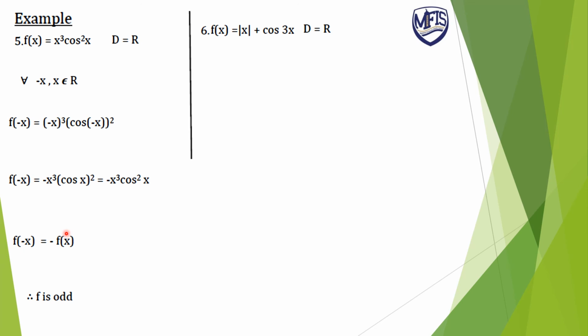So we will test it like this: for every x and negative x belong to R, f of negative x equals absolute negative x plus cosine negative 3x. What does the absolute value do? It changes the negative to positive, so it will be absolute x. And the cosine removes the negative, changes to positive, so it will be cosine 3x. So here it equals absolute x plus cosine 3x.